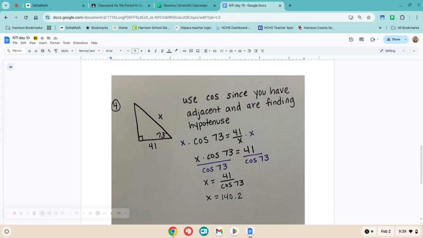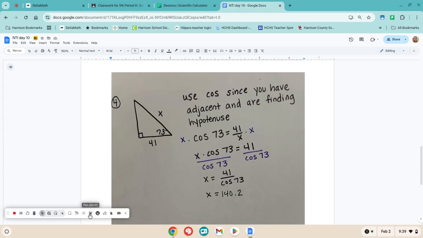Last example. All right. This time, this is my angle right here. This is my adjacent. This is my hypotenuse. So I'm using cosine again. When I set it up, I have cosine of my angle, which is 73, equals my adjacent over my hypotenuse. So 41 over x. So again, this time x is in the denominator.